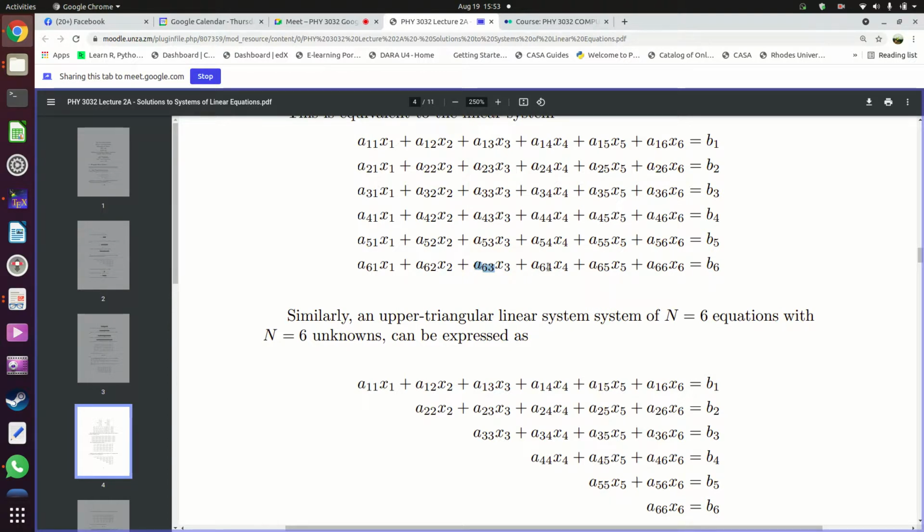A64, in this particular case, the row is 6, the column is 4, so 6 is greater than 4, so you make this become a 0. A65: the row is 6, the column is 5, so 6 is greater than 5, so this becomes a 0. A66: the row is 6, the column is 6, 6 is not greater than 6, so you leave it. So at the end of the day, you manage to come up with this by making certain coefficients become 0.